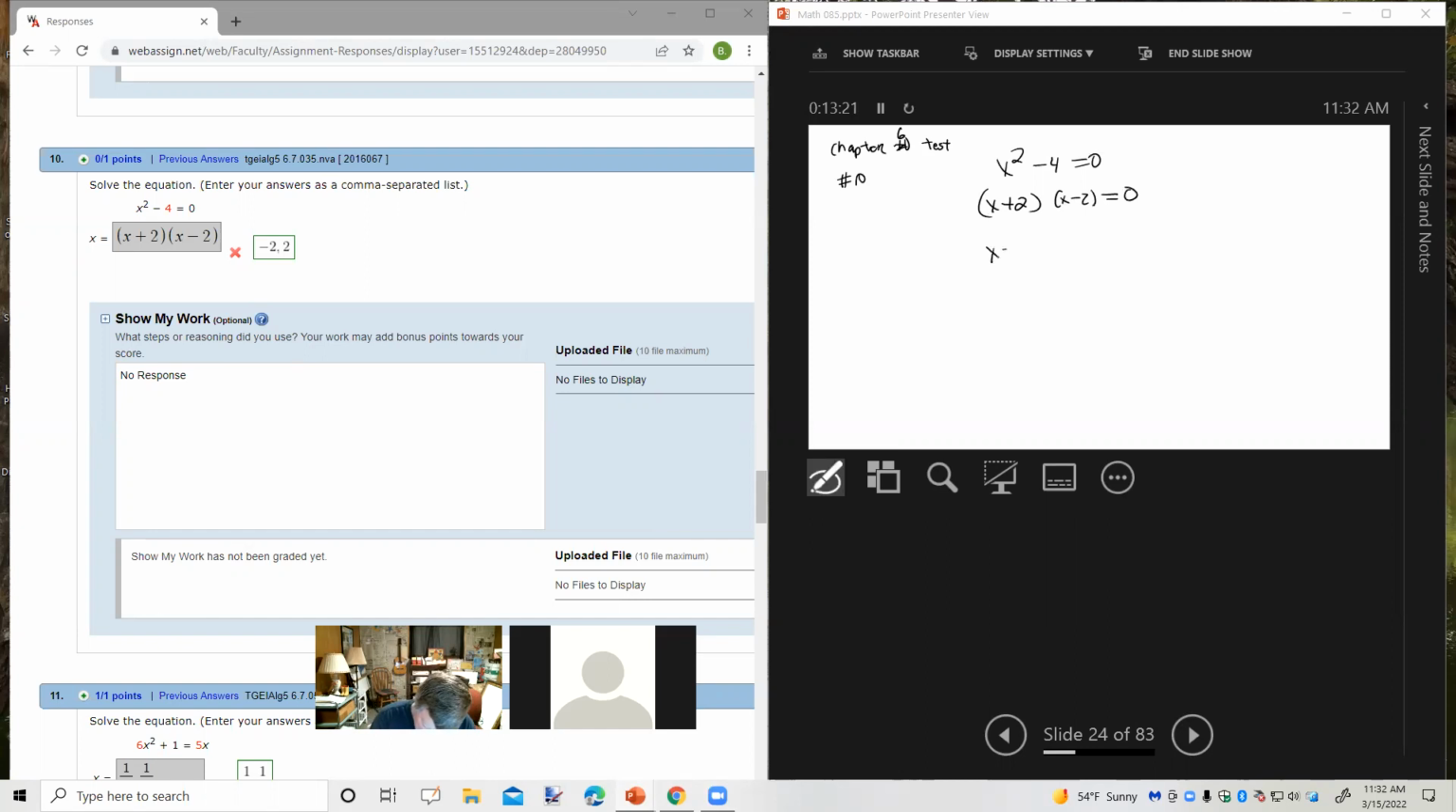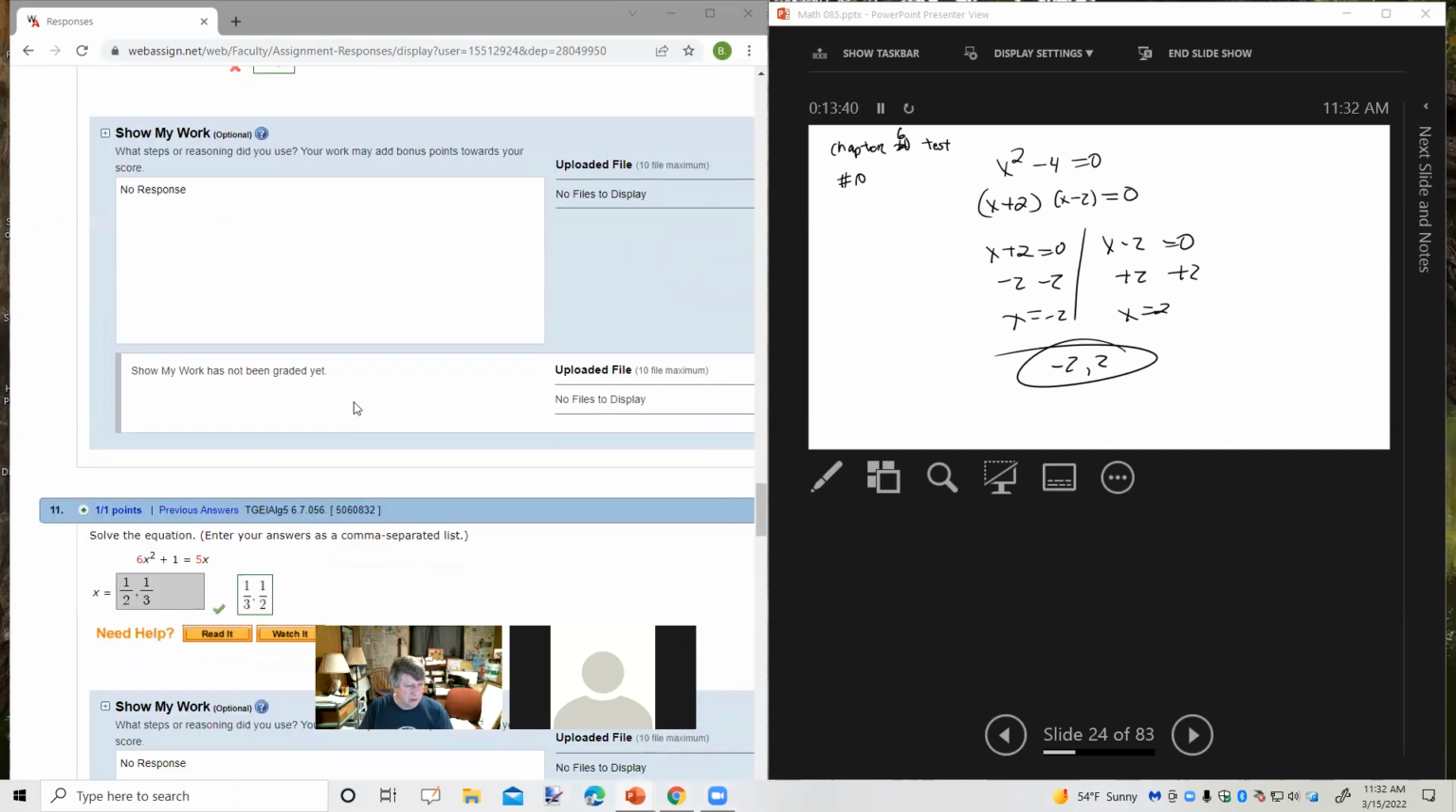So you'd go on and you'd say, well, x plus 2 equals 0, x minus 2 equals 0. Subtract 2 from both sides, add 2 to both sides. So you get x equals -2, 2. Okay, so you were on the right track, you just didn't finish. And then what was the other one?